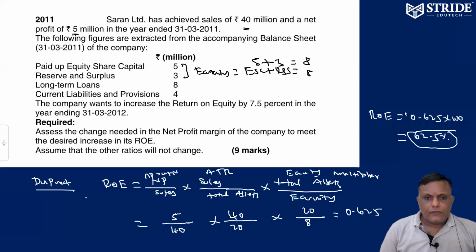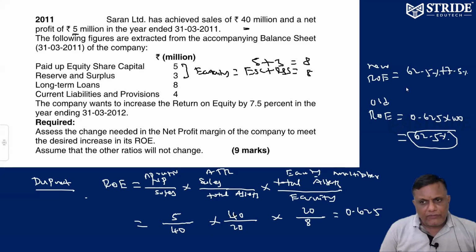Now, how much do they want to increase? 7.5%. Old ROE is 62.5, then the new ROE is the existing ROE 62.5% plus the 7.5 they want to increase. So 62.5 plus 7.5 is equal to 70%. This is the new ROE.